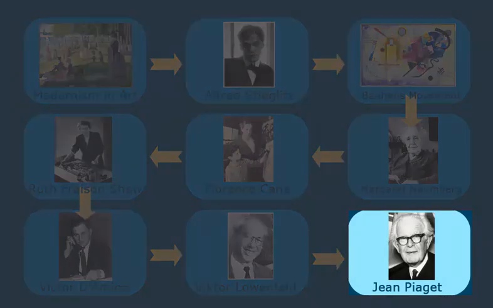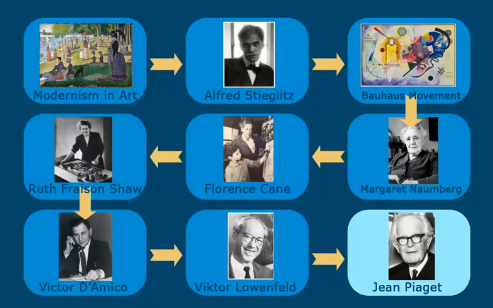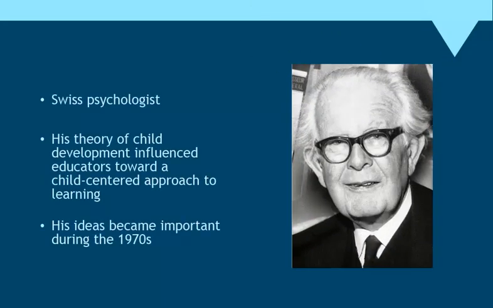Jean Piaget. Jean Piaget was a Swiss psychologist whose theory of child development influenced educators toward a child-centered approach to learning. He is sometimes referred to as the father of constructivism, which refers to the theory that the world makes sense to us due to our physical interaction with it. His ideas became important during the 1970s as proponents of child-centered learning took up his ideas.